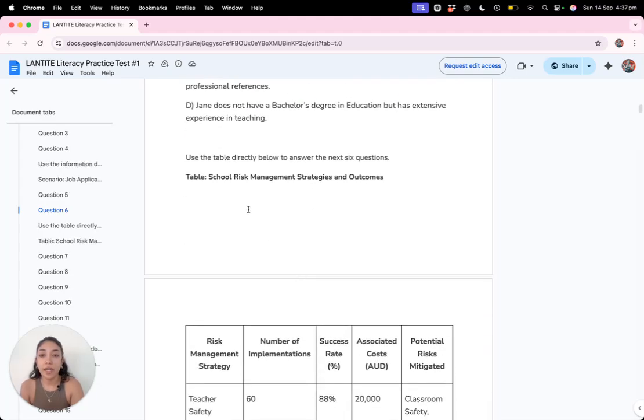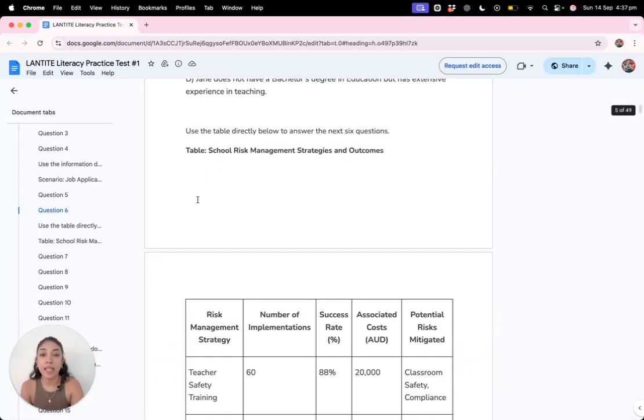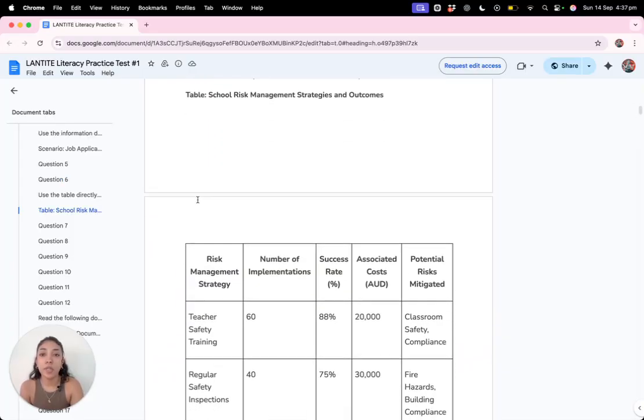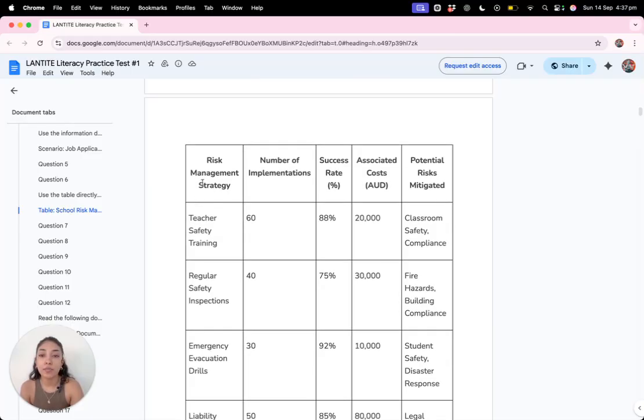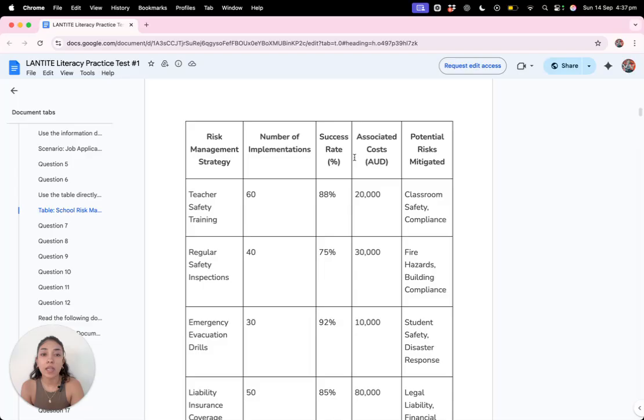Then we've got the next part. Use the table directly below to answer the next 6 questions. We've got another table, which is the school risk management strategies and outcomes. We've got here the risk management strategies, the number of implementations, success rate, associated costs, potential risk mitigated.